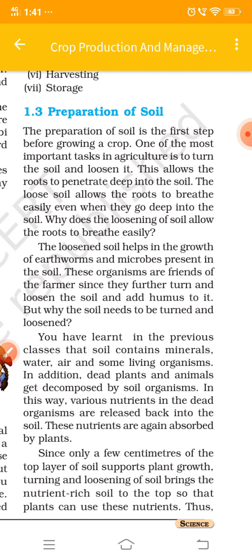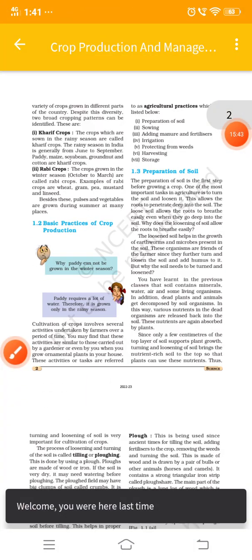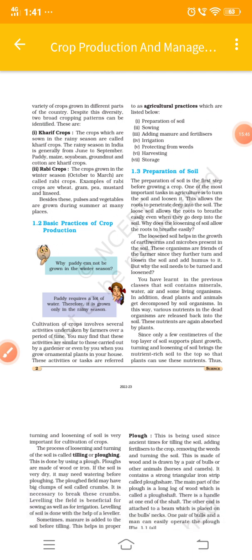Now why does soil need to be turned up and loosened? There are so many questions over here. The soil needs to be turned up and loosened because air should be there inside the soil. If air is not there, then how will plants get oxygen? Not only oxygen but nitrogen, because nitrogen is present in the air. I forgot the percentage, it's about 78%. Now, our nitrogen is there.